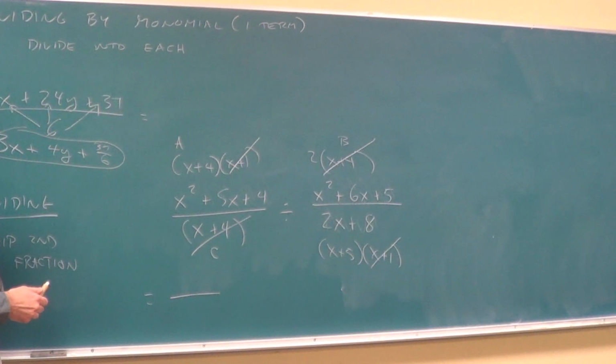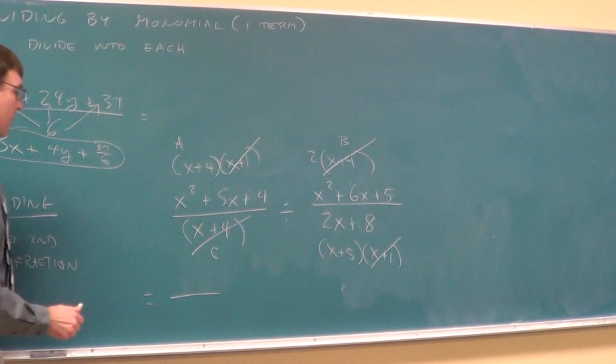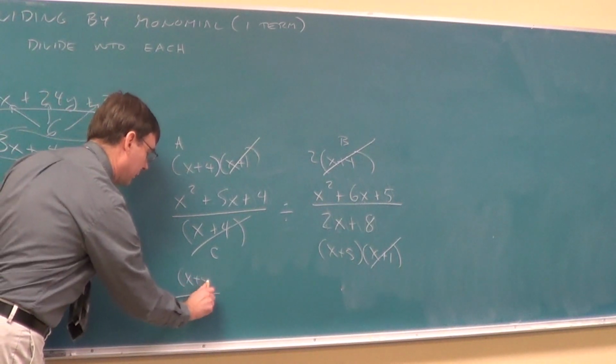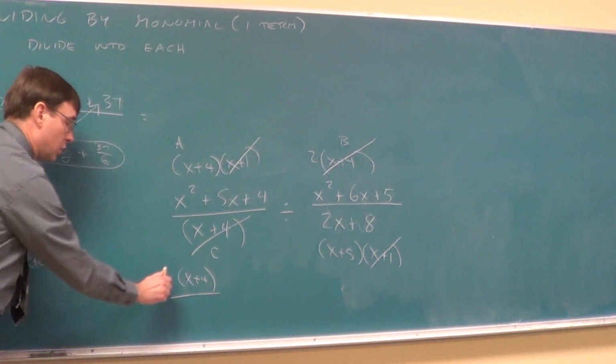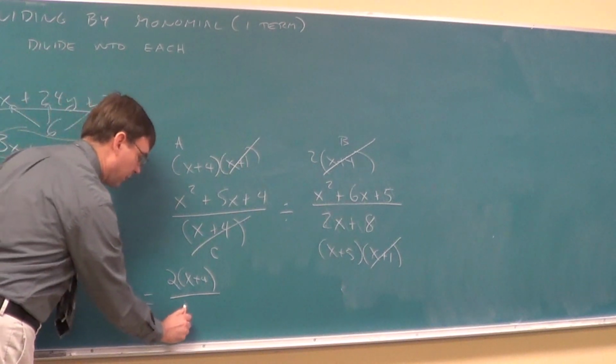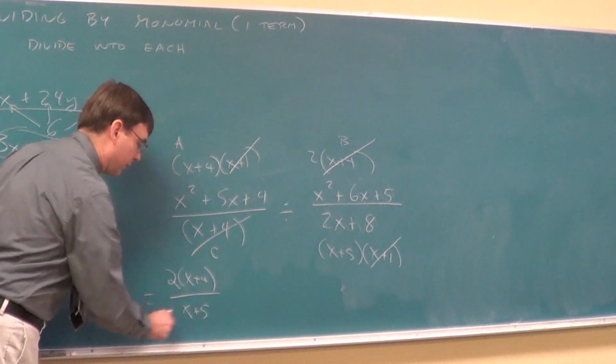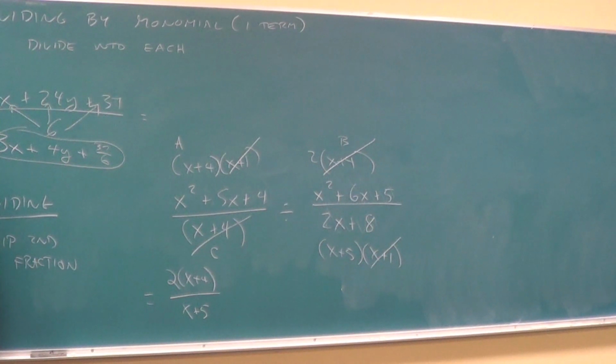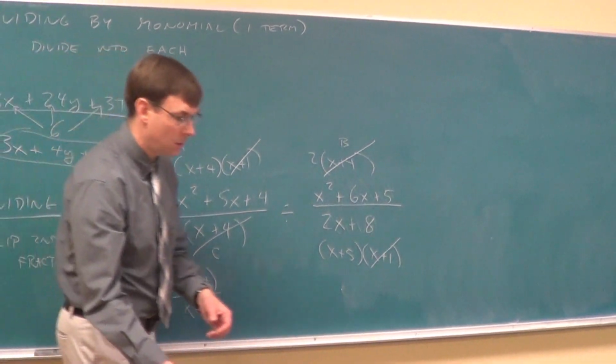So who's left standing for the top? X plus 4 is up there. 2 on top. Also a 2 on top, so try not to be messy and lose track of what you scribbled out and ditched. Bottom, x plus 5. And that's where we are, and we can more or less call that a day.